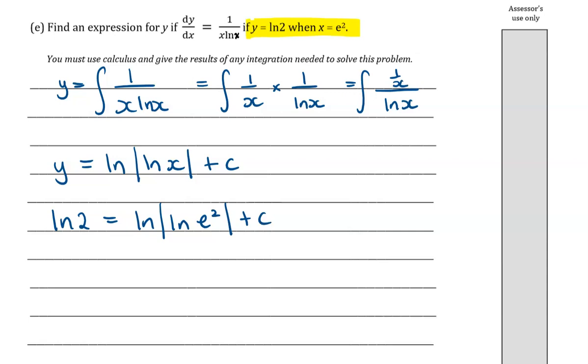Well, natural log and e cancel each other out, so that'll be ln 2 plus c. And then ln 2 cancels with ln 2, so therefore c is equal to 0, and y is just ln of x.